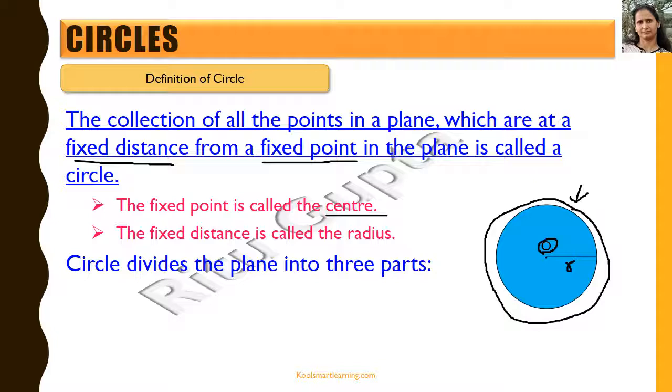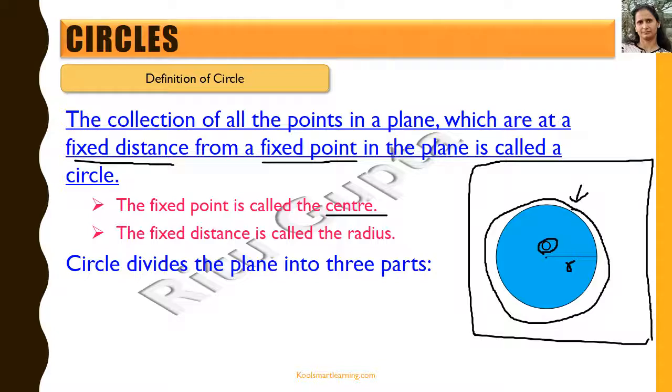Now a circle divides the plane into three parts. So we are saying this is the complete plane. Now this plane has been divided into three parts. The first is the interior of the circle, which is marked in this blue color. Then we have the circle itself, which is the points on the circle.